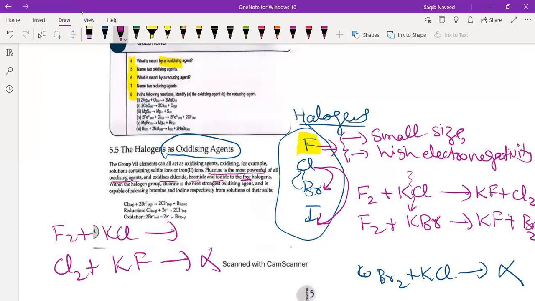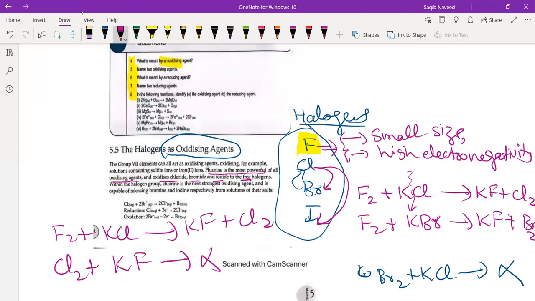a common factor. It could be NaCl, MgCl2, anything, just a chloride compound. The answer would be yes, fluorine is going to break the bond. So what have you learned about the power of oxidizing agents among the halogens? So explain, please.